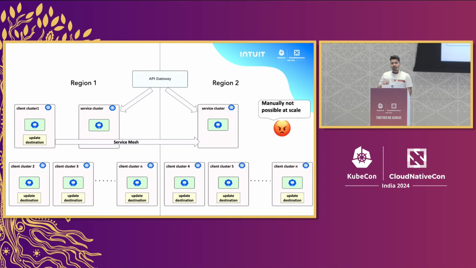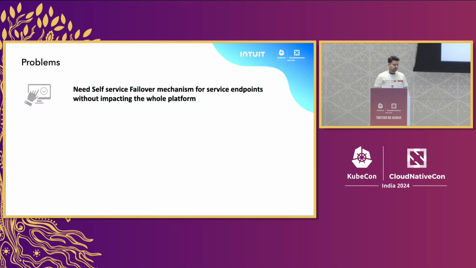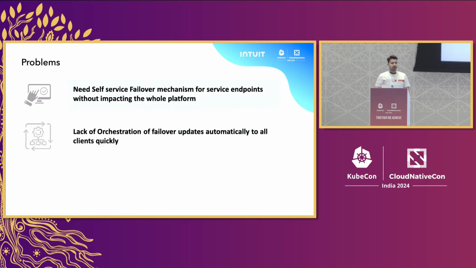So again, there are issues here, and we need to solve them. We have seen there are issues with the gateway and issues with the mesh failover. So let's come to a summary of the problem statement. We need a self-service strategy which can help us fail over those service endpoints without impacting the whole platform. If we are concerned only about one service, we don't want to impact other services. The developers of those other services may not want their services failed over. So we need some self-service control for the failover solution.